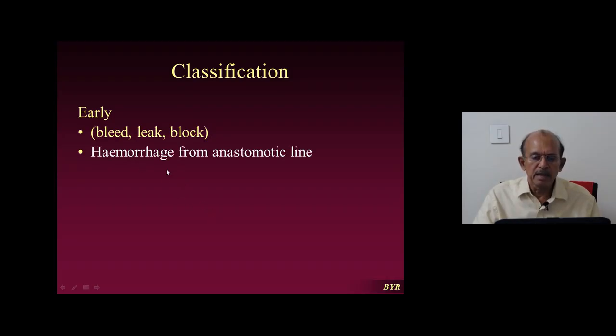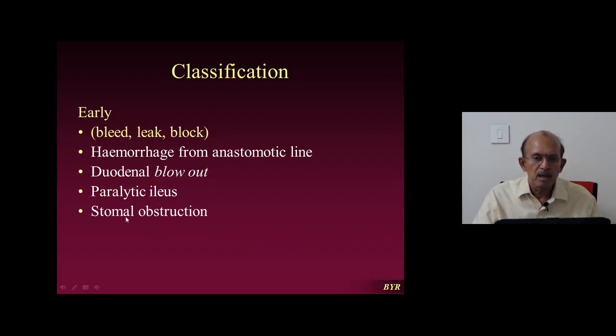Bleed means hemorrhage from the anastomotic line. Leak means duodenal blowout following gastrectomy operation. Block means there is obstruction. The obstruction in the intestines can be due to paralytic ileus, due to stomal obstruction. There may be acute postoperative pancreatitis.